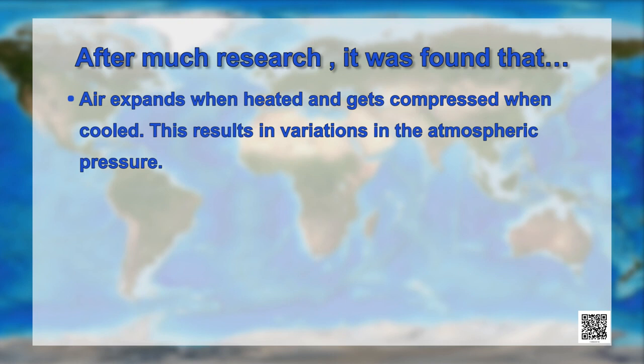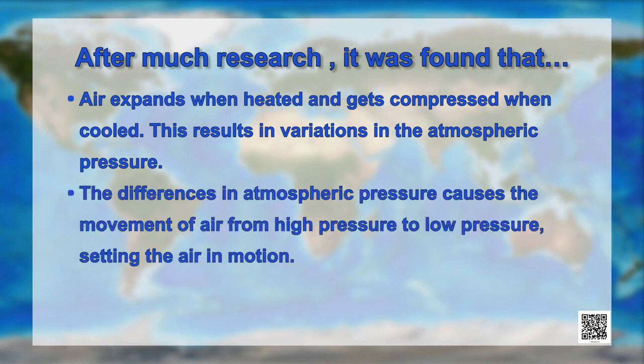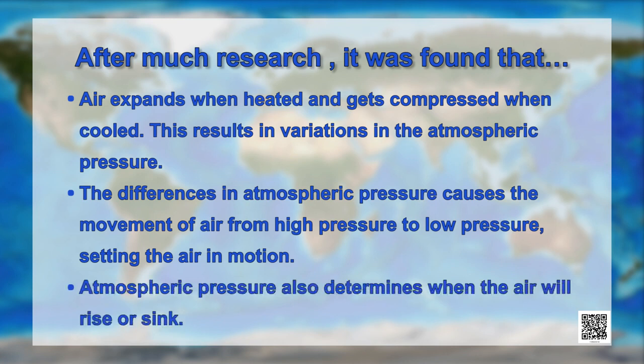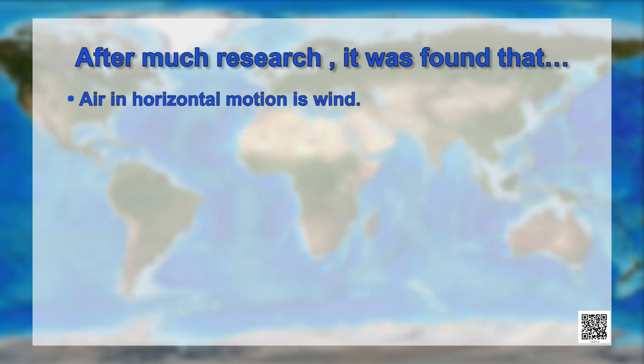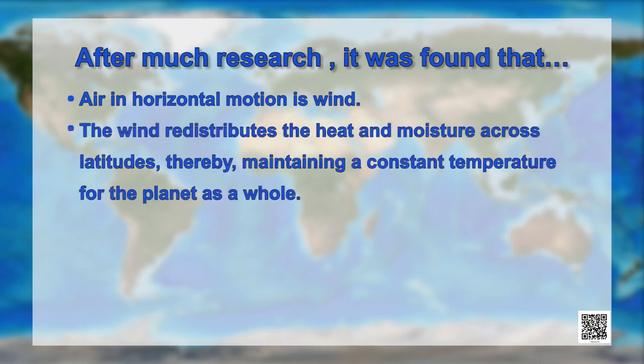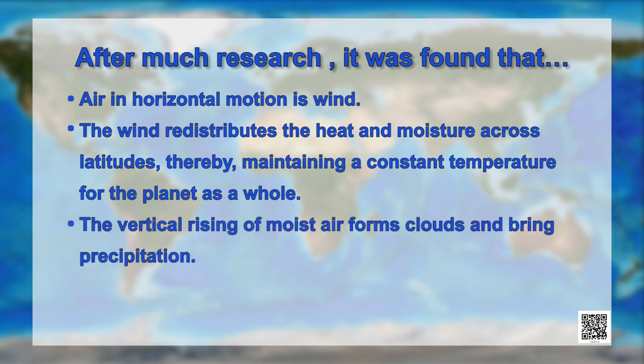Air expands when heated and gets compressed when cooled. This results in variation in the atmospheric pressure. The differences in atmospheric pressure cause the movement of air from high pressure to low pressure, setting the air in motion. Atmospheric pressure also determines when the air will rise or sink. Air in horizontal motion is wind. The wind redistributes the heat and moisture across latitudes, thereby maintaining a constant temperature for the planet as a whole. The vertical rising of moist air forms clouds and brings precipitation.